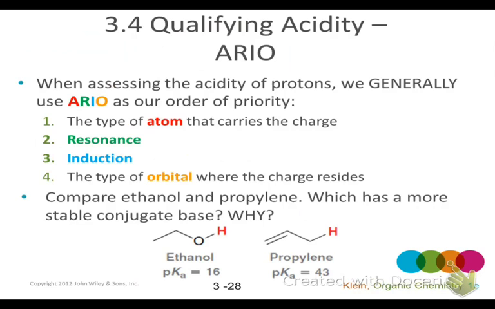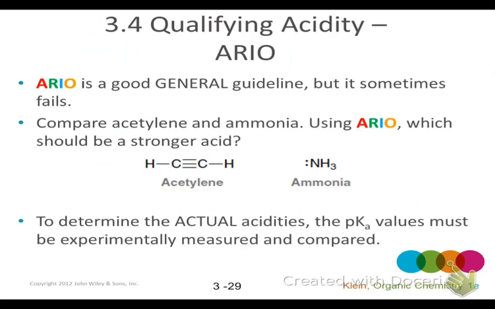What do you mean by orbital? Hybridized orbital, right? sp orbitals are more stable with the negative charge than sp3s because the sp orbital is what? Smaller. Yeah, so it holds the electrons closer to the nucleus. So good. I think you guys are all there with me.